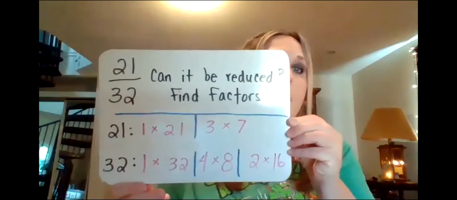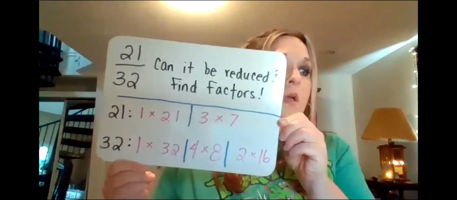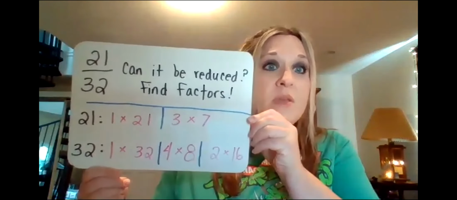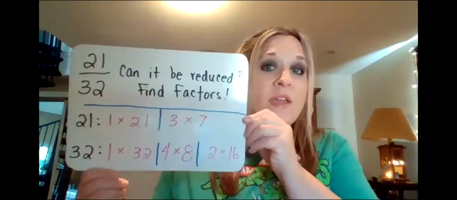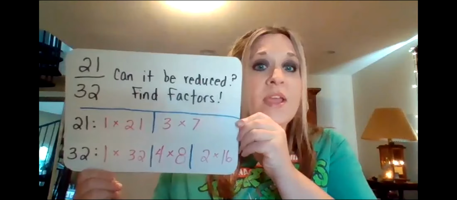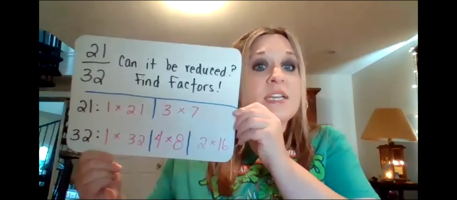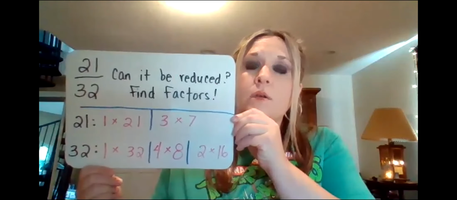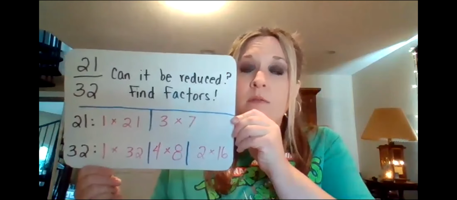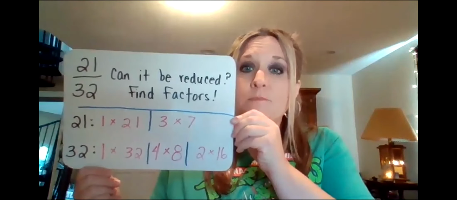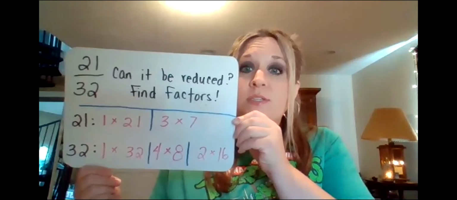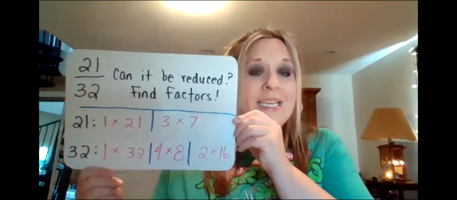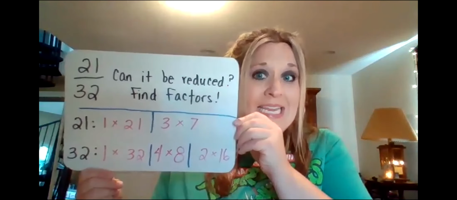So remember, we ended up with 21/32, and we're asking ourselves, can that fraction be reduced? Well, let's find the factors of the numerator and the denominator and see if there's anything in common. So the factors of 21 are, of course, 1 and 21, and 3 and 7. The factors of 32 are, of course, 1 and 32, 4 and 8, and 2 and 16.